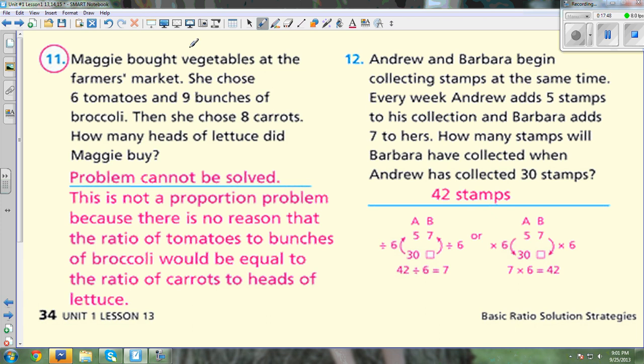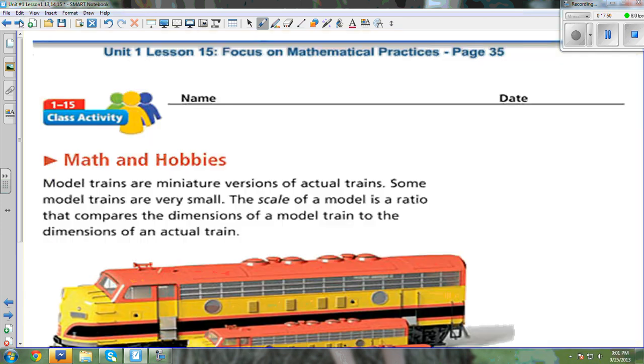All right, let's skip over. Unit 1, Lesson 15. We skipped over 14, page 35. So go ahead in your black notebook, copy down Unit 1, Lesson 15. Focus on mathematical practices, page 35.